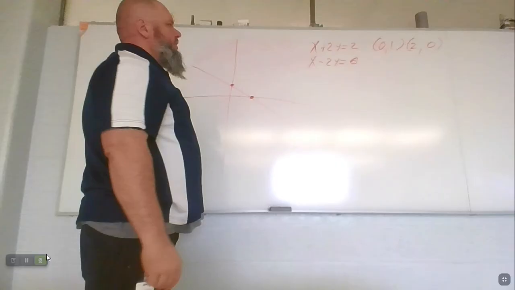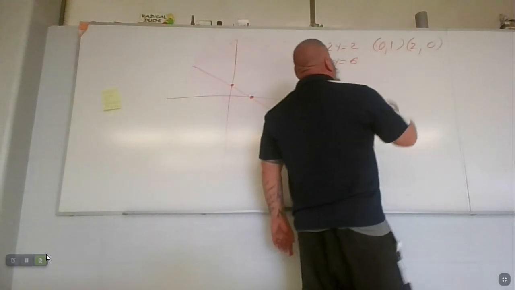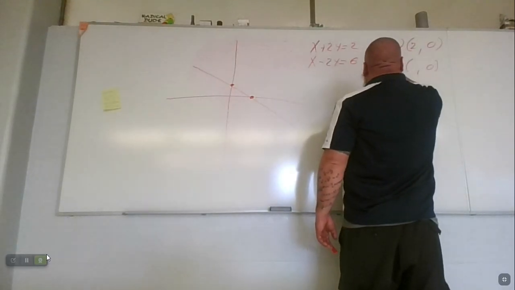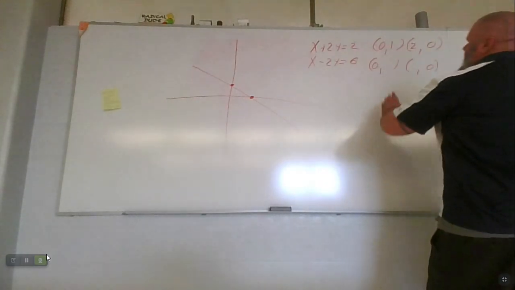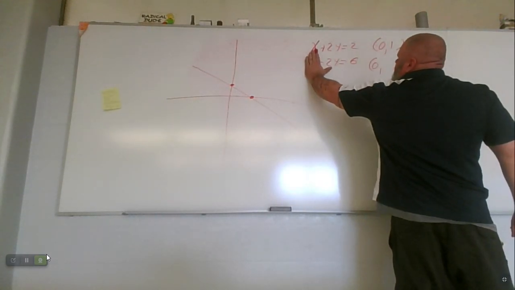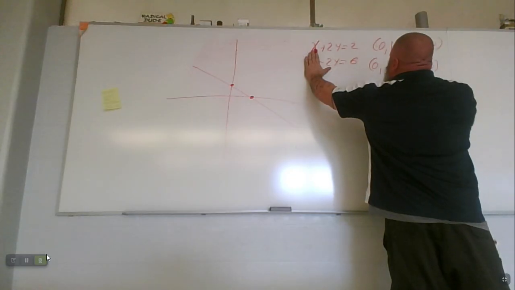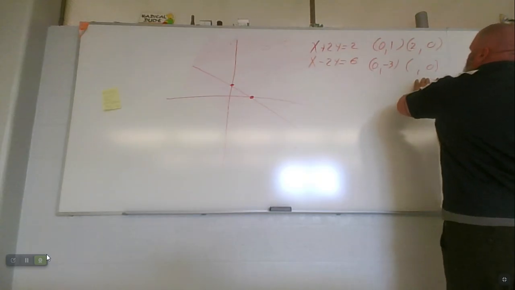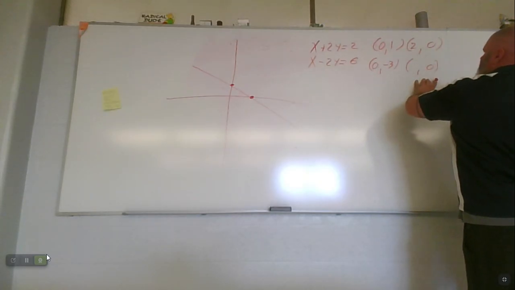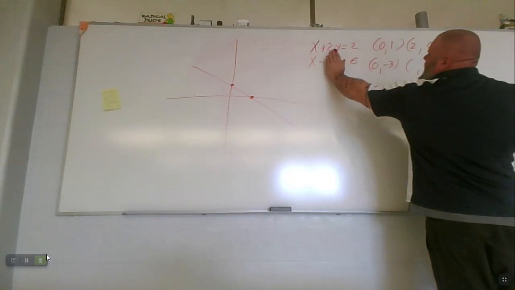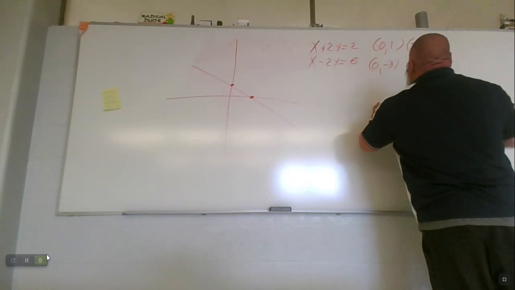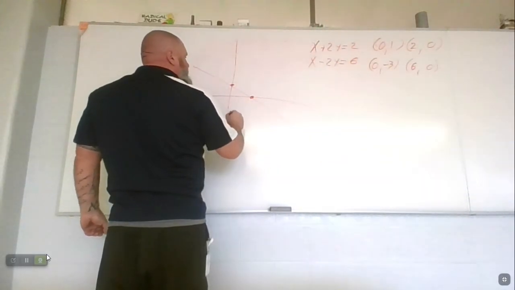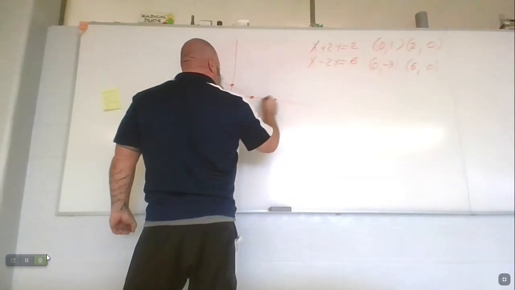We have our linear equation. Now let's do the same thing for our second equation. Again, for our y-intercept, x is equal to 0. We have negative 2y equals 6. That means y is equal to negative 3. And then for our x-intercept, y is equal to 0. So you're left with x equals 6. So we have the point 0, negative 3, and the point 6, 0.